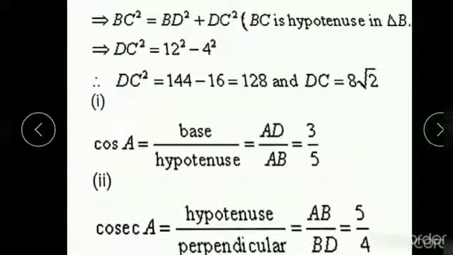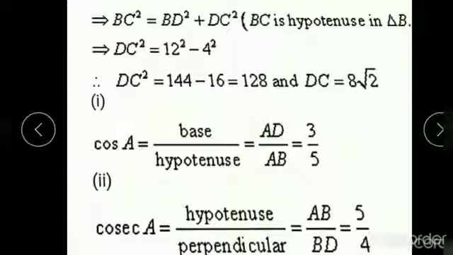Okay, so BC square will be equal to BD square plus DC square. You know that BC is the hypotenuse. According to the Pythagoras theorem, BC square will be equal to BD square plus DC square. So what is the Pythagoras theorem? The square of the hypotenuse will be equal to the sum of the squares of the other two sides. Okay, this is what the Pythagoras theorem says. So we have substituted the formula.